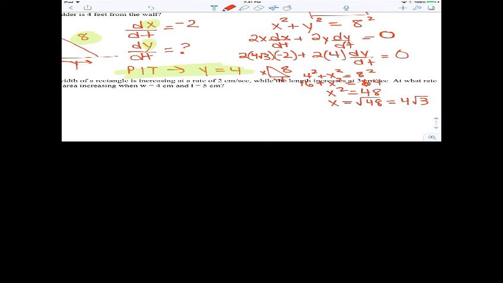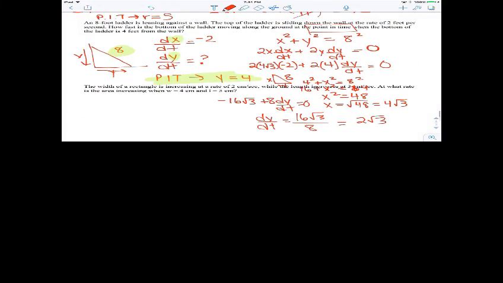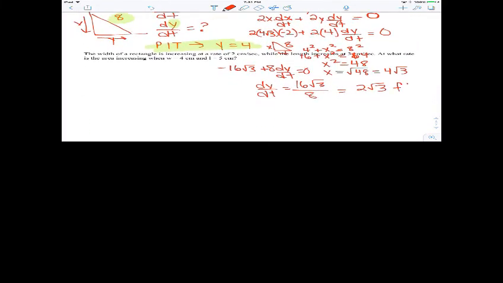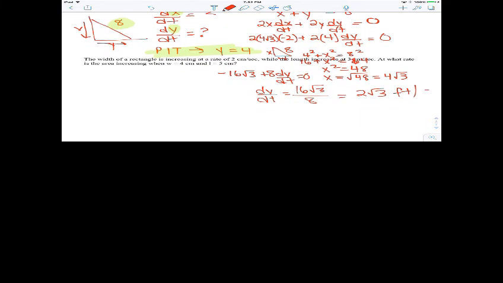And so what you wind up with here is negative 16 radical 3 plus 8 dy/dt equals 0. You can move the 16 radical 3 over, so 8 dy/dt equals positive 16 radical 3, and then divide both sides by 8. And you could reduce that to be 2 radical 3. And I want to throw units on that because they gave me units. So this would be feet per second.